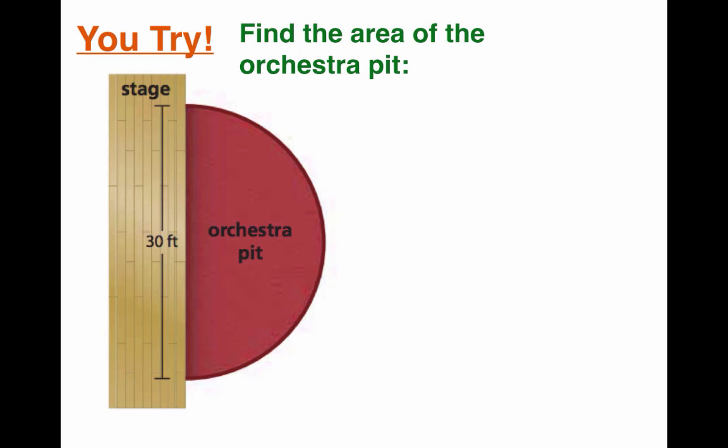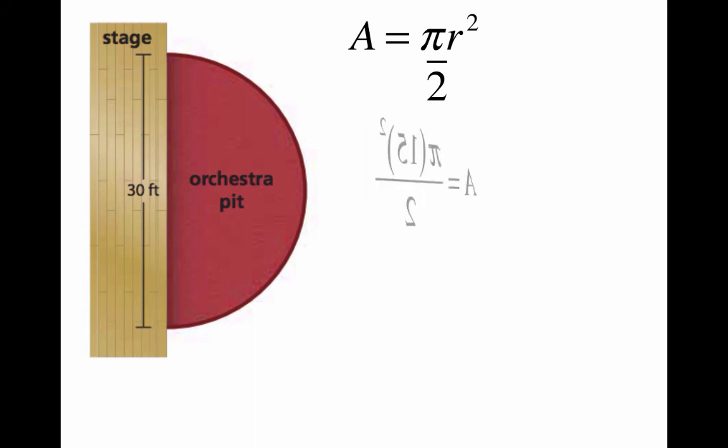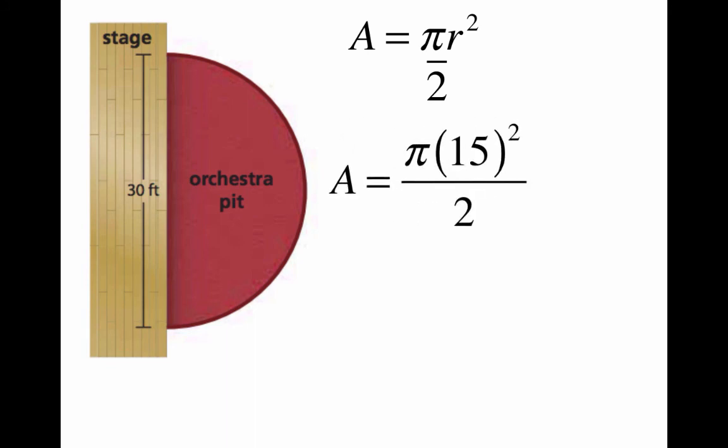Pause the video, hit the pause button right now and see if you can figure this out. Alright, let's check your answer. I'm hoping you are all done solving. We're going to find the area using the area equals pi r squared formula. Because it's a semicircle, we know we're going to divide by 2. Now the radius in this problem, you can see the orchestra pit has a 30-foot diameter, so half of that would be 15.